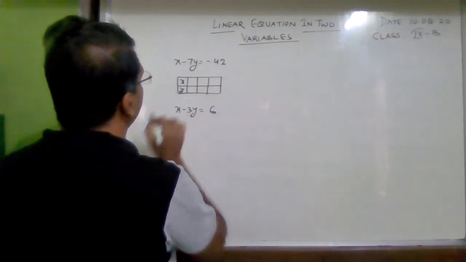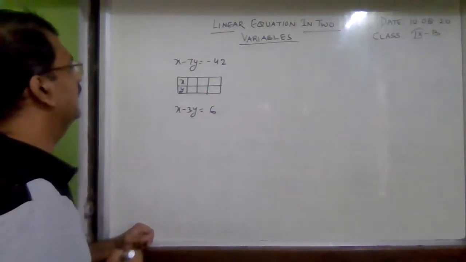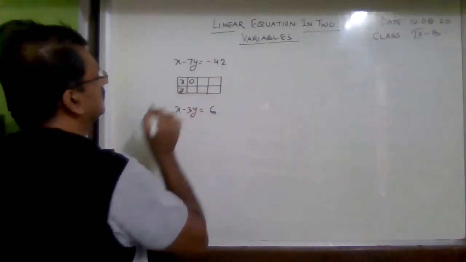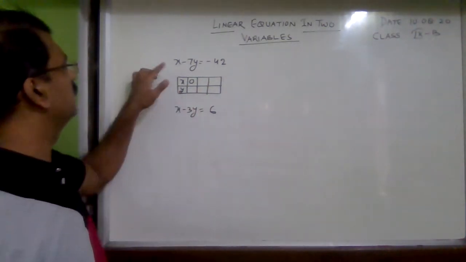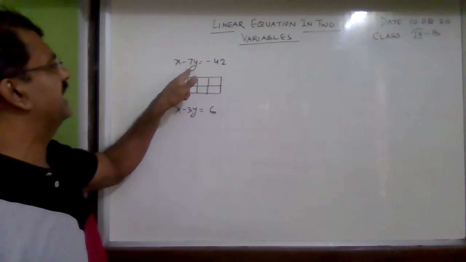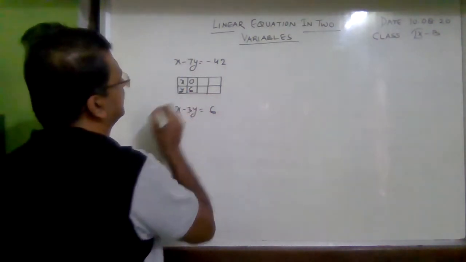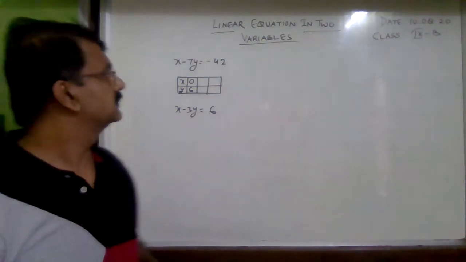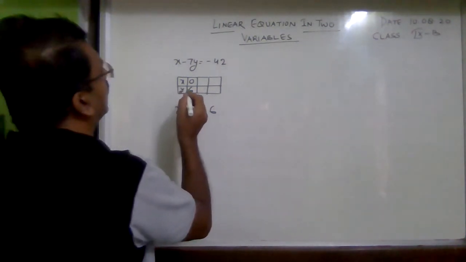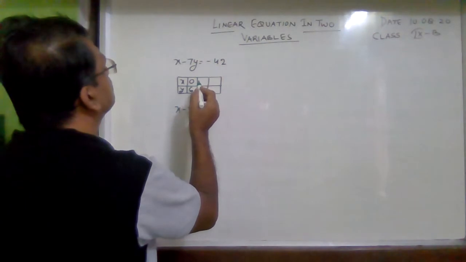This is x, this is y. First of all, if x is 0, then what would be the value of y? When you put x as 0 over here, minus cancelled, y is equal to 42 by 7, that is 6. When x is 0, y is 6. Clear?